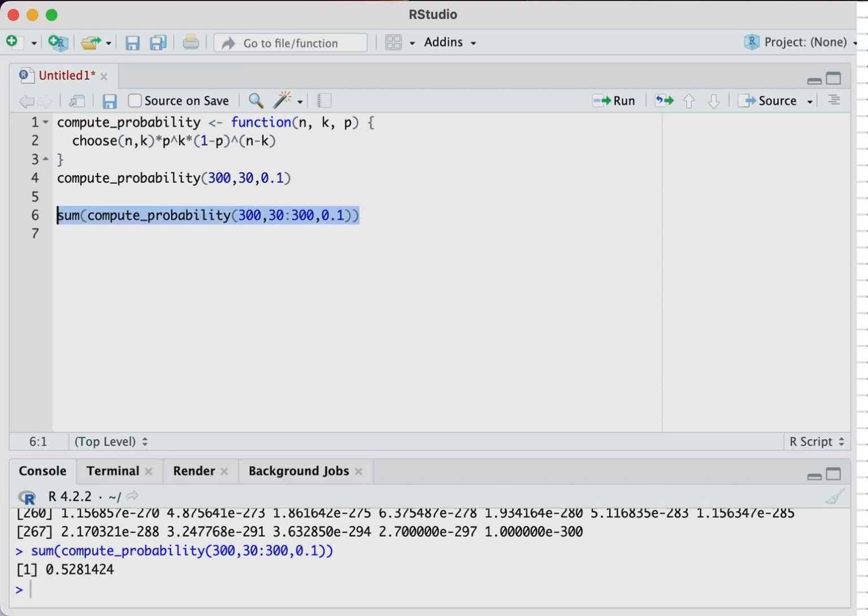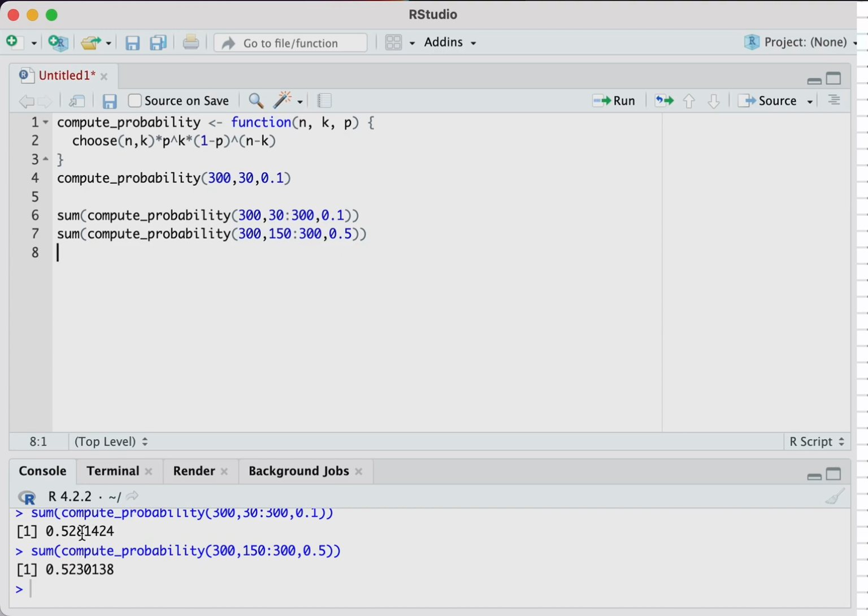Now, the way I would do it for the other part, part B on problem 9b, is that we wanted to know getting 150 or more heads, where the probability of getting heads is 0.5. When we run that, we get something essentially similar. The probability of getting 150 or more heads is slightly less likely than the probability of getting 30 or more in the biased coin case. So remember, the first one is for the biased coin, and the second one is for the fair coin.